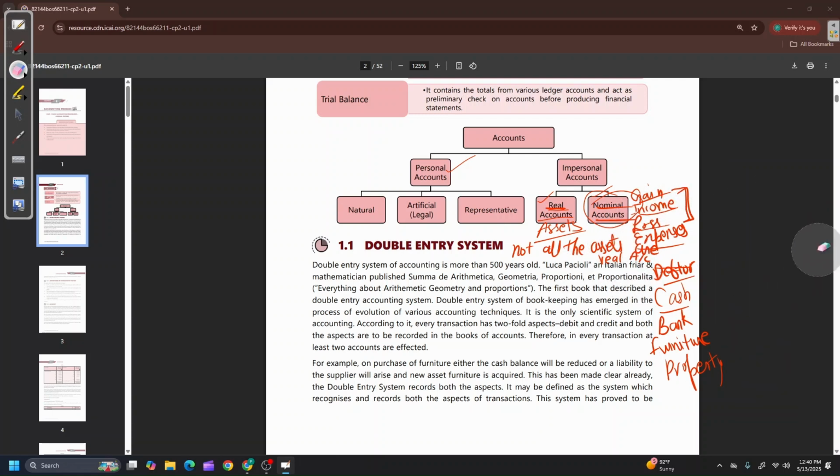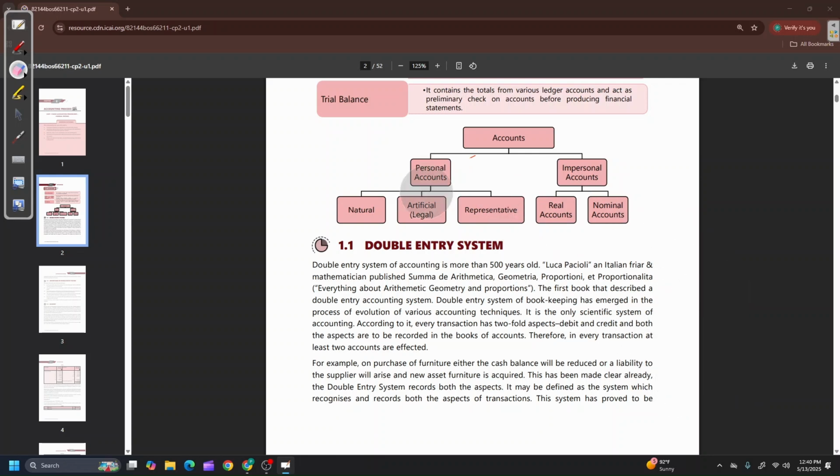ठीक है? So not all assets are real account, but the accounts such as cash, bank, furniture, property is your real account. Whereas nominal में आता है gain, income, loss, expense. ठीक है? This is only this much about it. इसके through you can get some MCQs or maybe what you say true and false. Now moving forward.